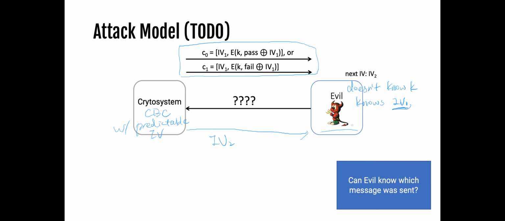Another question is, how does Evil know the plain text? This is the way that this attack model is specified. Let's assume that Evil can ask the crypto system to encrypt something for him. This is called a chosen plain text attack. I will talk about that a little bit later. But right now, let's just assume that Evil has the capability to ask the crypto system to encrypt something: this is a plain text, encrypt this for me.